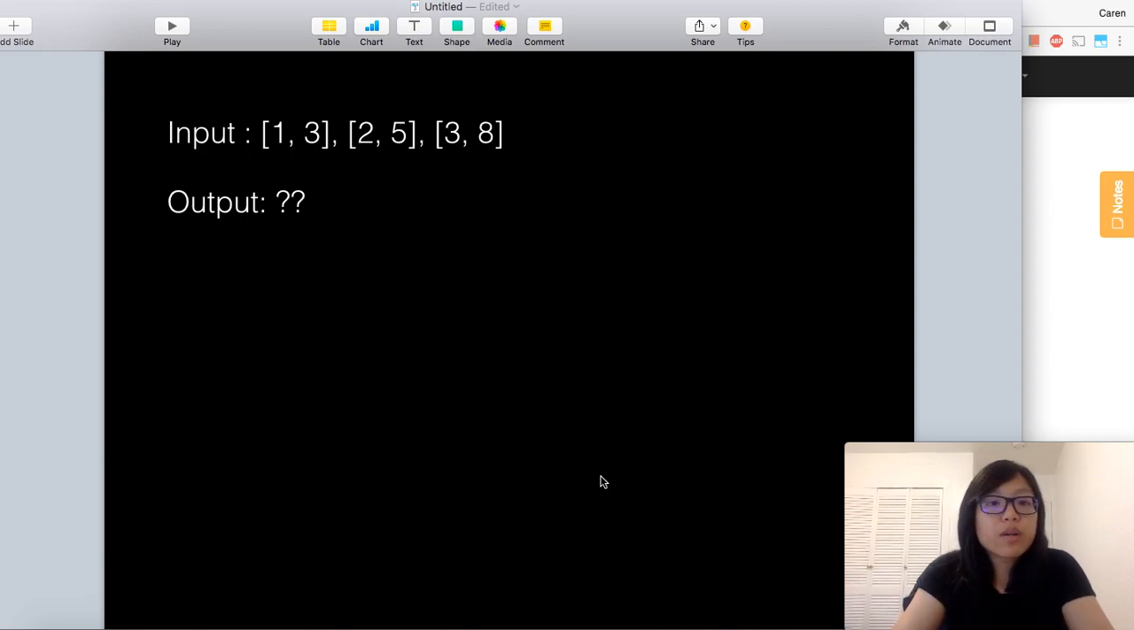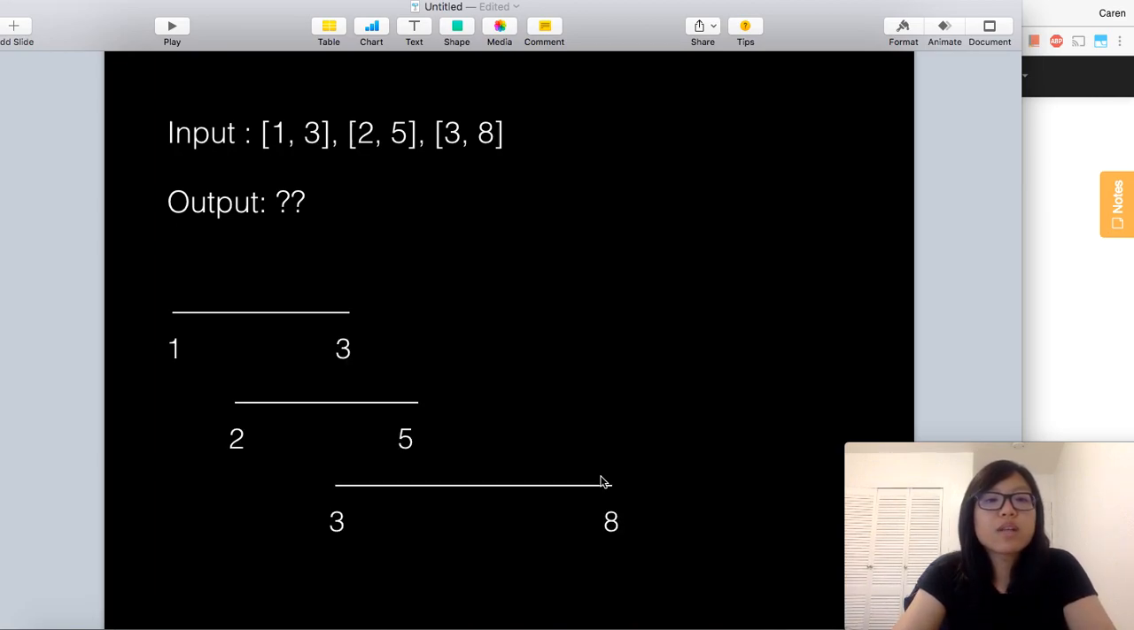At this point, it's a little hard to visualize sometimes when it's just numbers written down. So what I like to do is draw out line segments that represent what the intervals would be if we had a visual representation for them. So in this example, we had 1,3, which looks something like this. And then we had 2,5, and then we had 3,8.